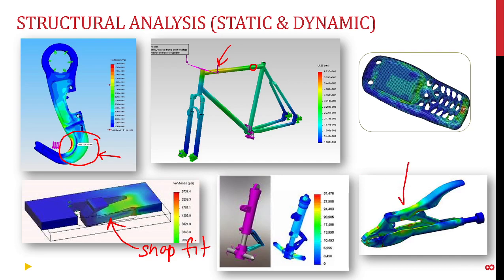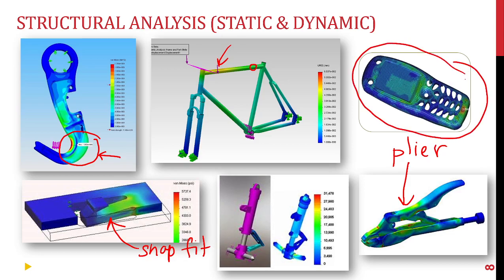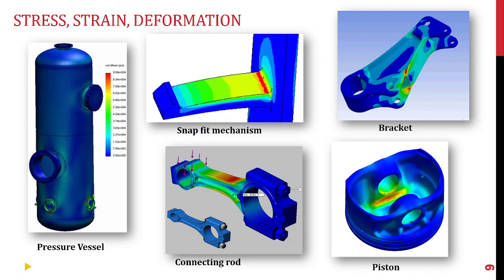This one is a plier tool. This one was the shell casing of a mobile phone or maybe a walkie-talkie. So if it's dropped under a drop test, are any parts breaking, any components getting stuck? These are the things that you can test.